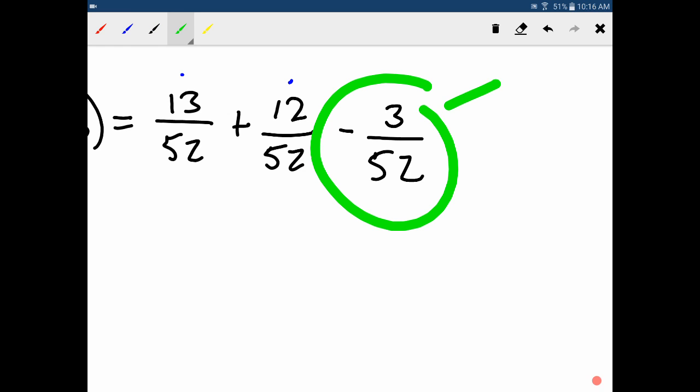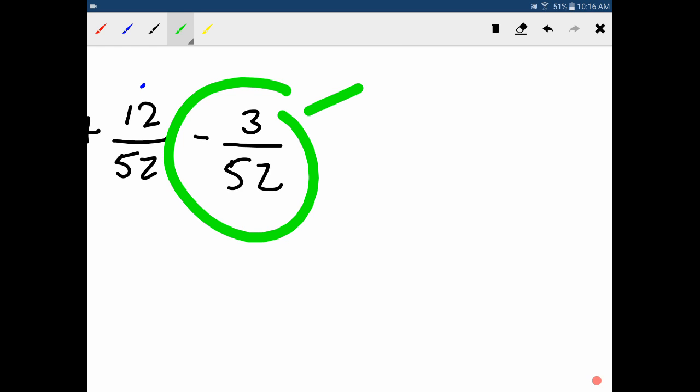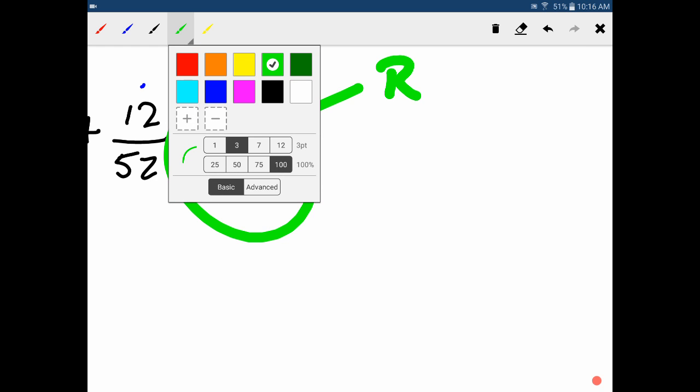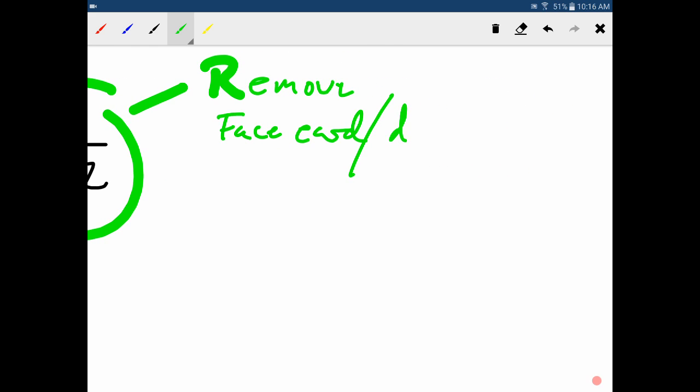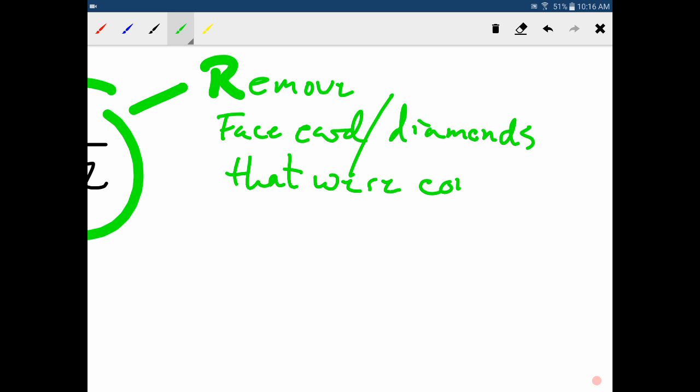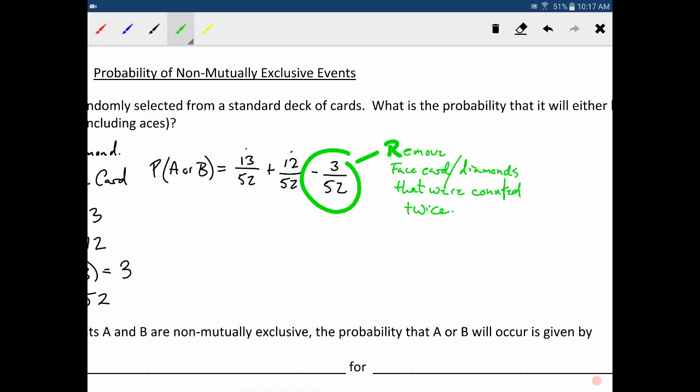So let's just put a little note over here. So these are, we're removing face cards / diamonds that were counted twice. I feel like maybe I should use blue there. The green's a little hard to read, but that's okay.